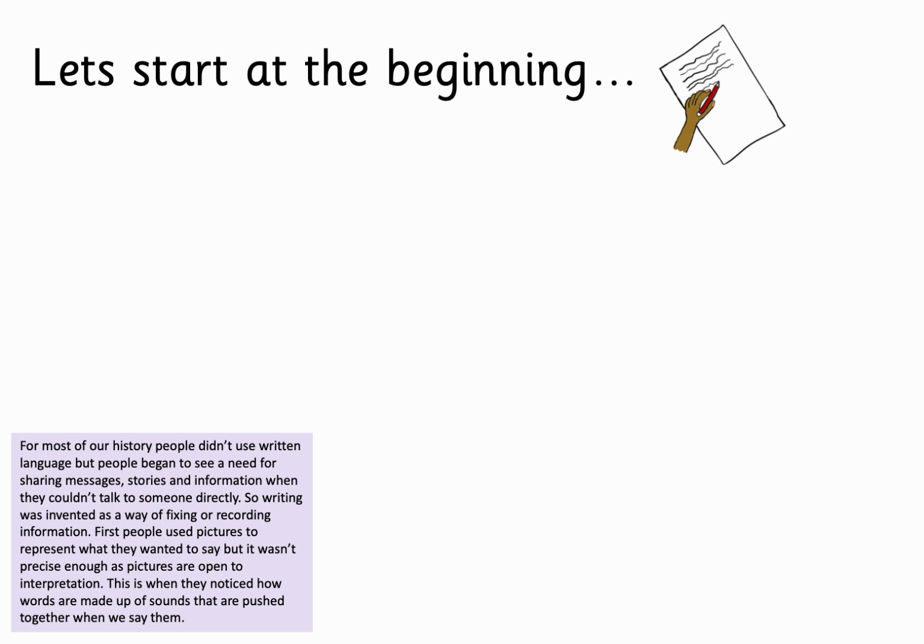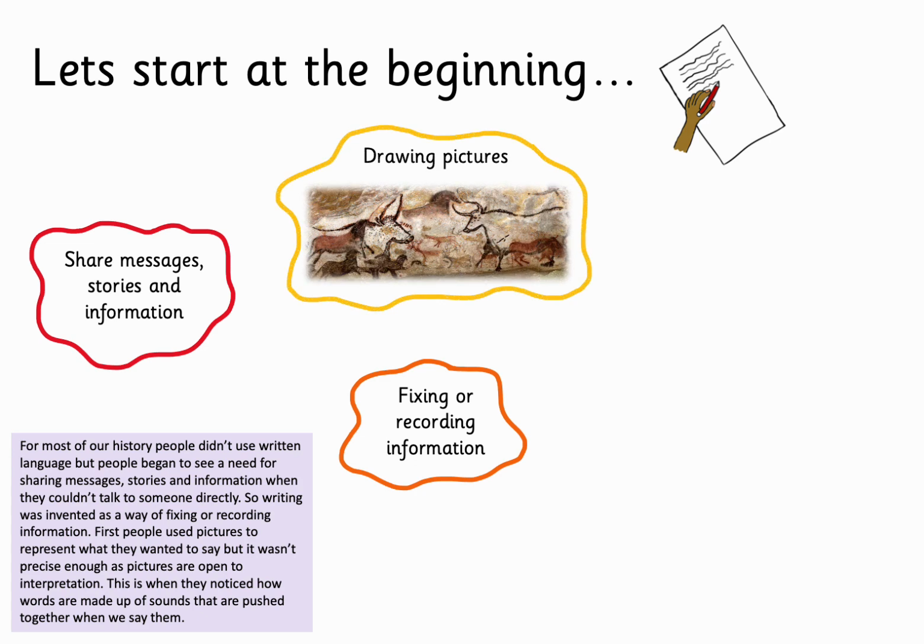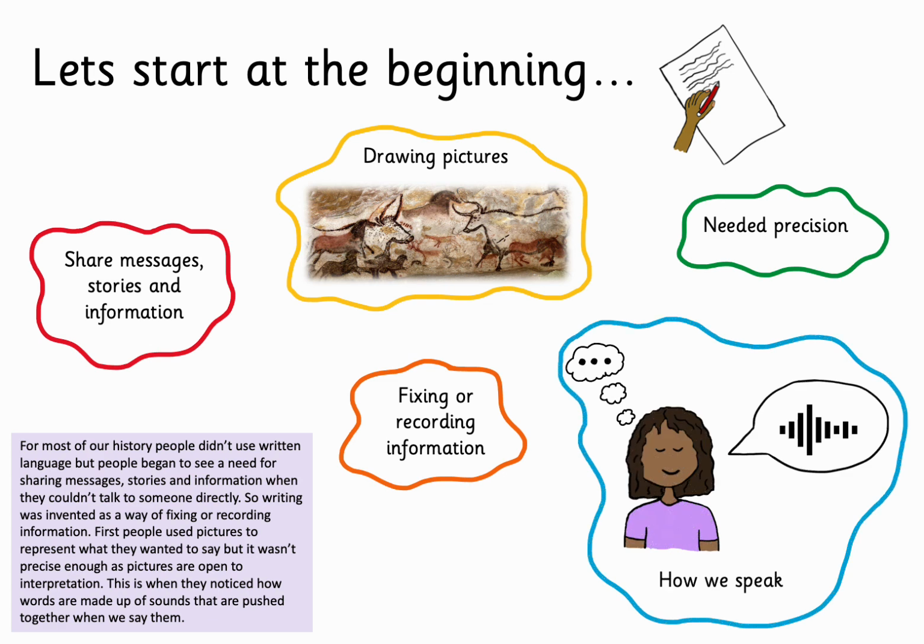For most of our history, people didn't use written language, but people began to see a need for sharing messages, stories, and information when they couldn't talk to someone directly. So writing was invented as a way of fixing or recording information. First, people used pictures to represent what they wanted to say, but it wasn't precise enough as pictures are open to interpretation. This is when they noticed how words are made up of sounds that are pushed together when we say them.